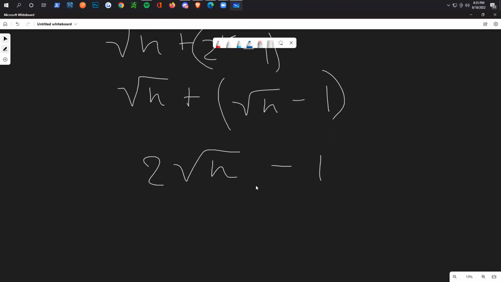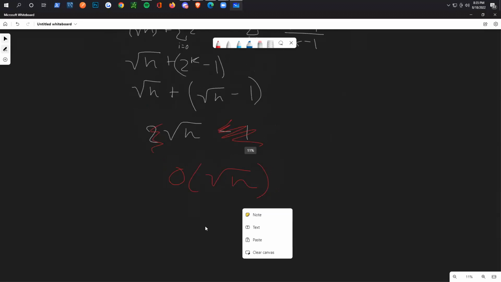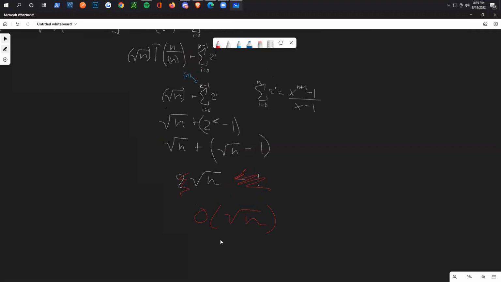And we're trying to find the big O. So obviously drop all the constants, throw this out, throw this out. So our big O is square root of n. Does anyone have any questions on how I got here?